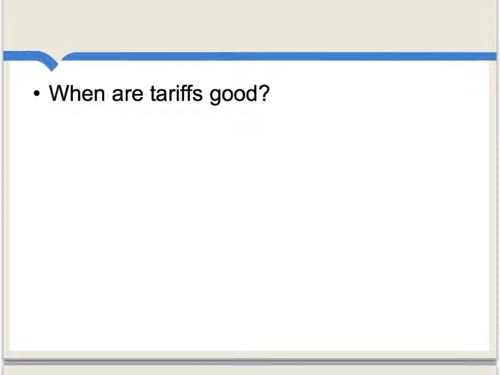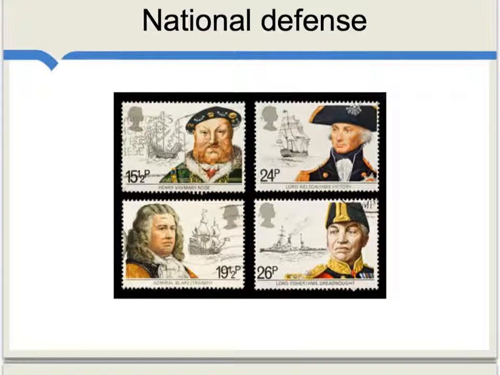Smith now moves on to a key question. When, then, are tariffs good? And of course, Smith has a reputation for very much being a free trader, and that's essentially true, but Smith recognizes there are some very important exceptions to the principle of free trade. Let's look at what those are for him.